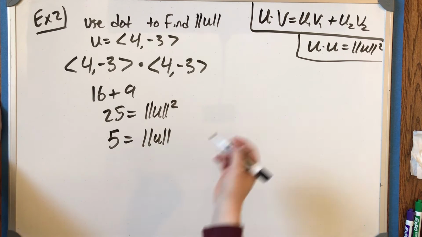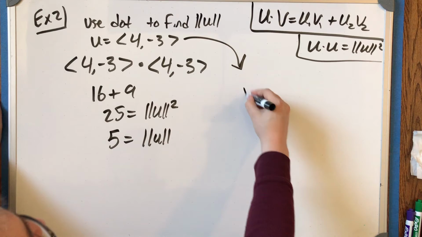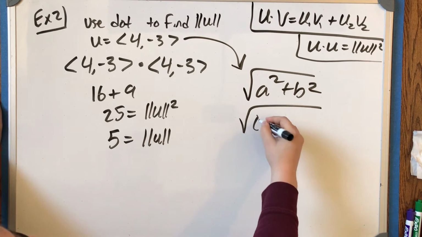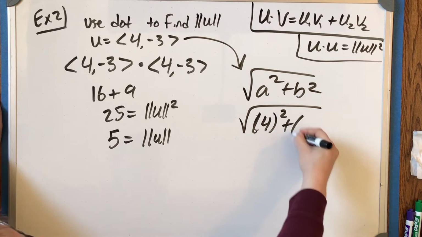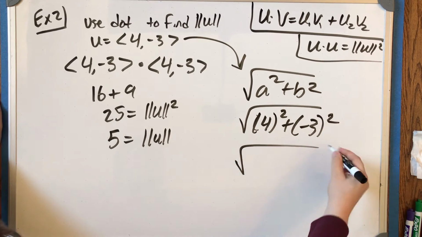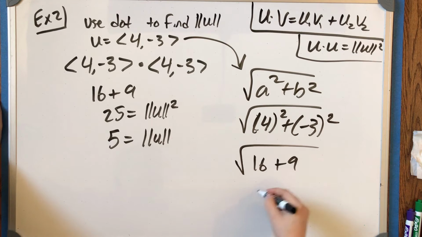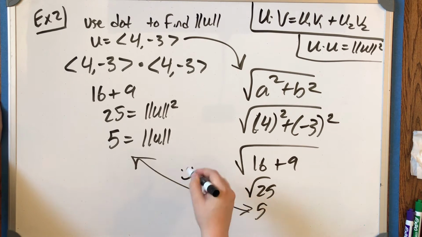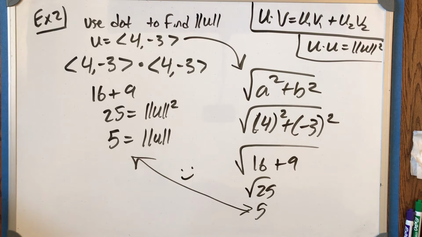We can also just check this, right? So we know how to find this. We know that it's just the square root of a squared plus b squared. So if I do that, I have 4 squared plus negative 3 squared, and I get big old square root of 16 plus 9, and I get the exact same answer. So this property is a real thing. It actually works, and we're going to use it in the next exploration.